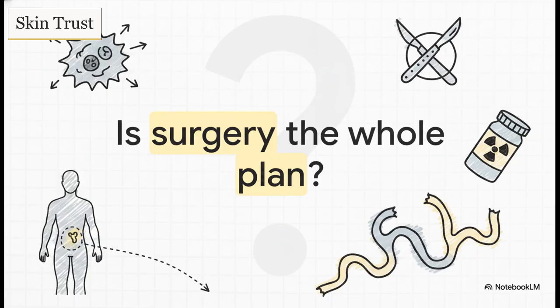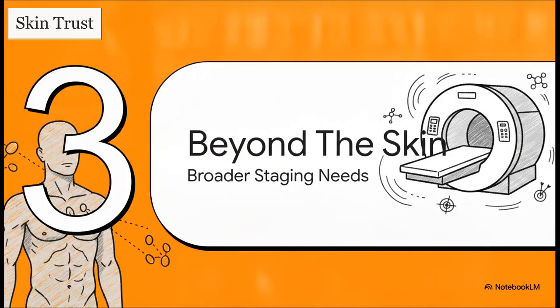And that is exactly the question we need to answer next, because for a lot of these tumors, surgery is really only the beginning. Which brings us to Section 3, expanding beyond the skin. When we look past the local area, we face the reality that some tumors require a much broader approach. We're talking scans, lymph node staging, and systemic treatment.